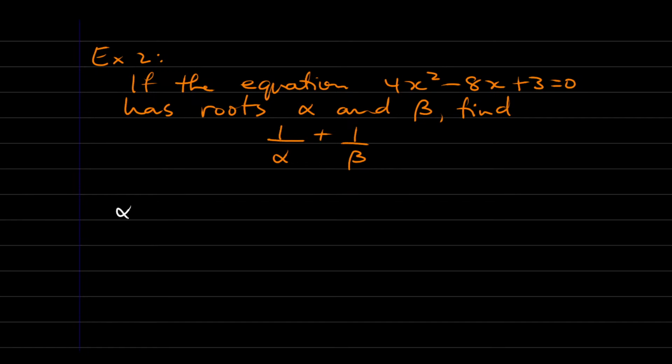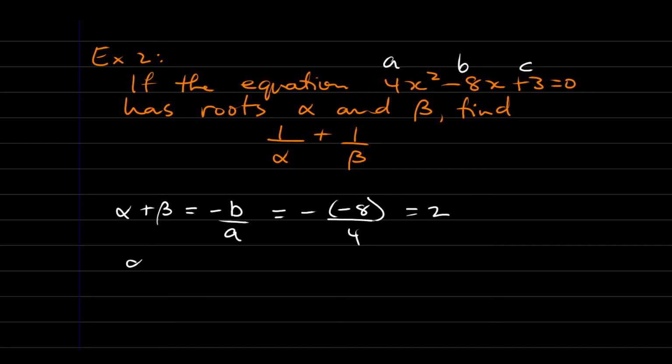So we know that alpha plus beta, which is the sum of the roots, is going to be minus b upon a. And from my quadratic, this is a, this is b, this is c. So I will get minus of minus 8 divided by a, which is 4. That is 8 over 4, which is 2. And then we have alpha beta, which is going to be c over a, and that will be 3 over 4, so that is 3/4. I don't need to reduce that.